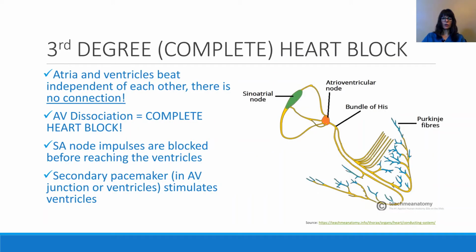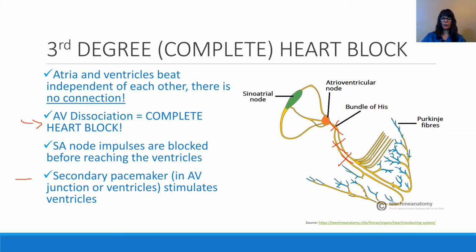In a third degree or complete heart block, the atria and ventricles beat completely independent of each other. There is absolutely no connection. It is therefore also called an AV dissociation, which means that there's a complete heart block. This also means that the SA node impulses are blocked before they reach the ventricles.